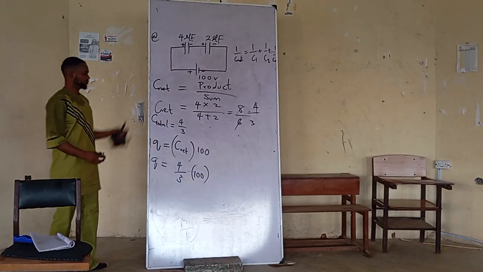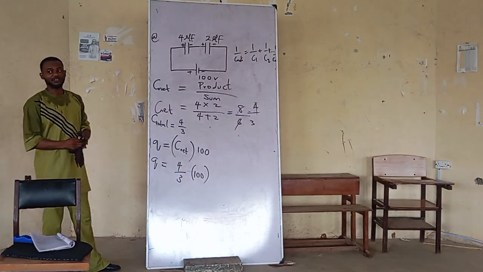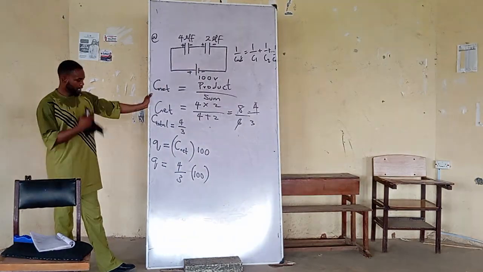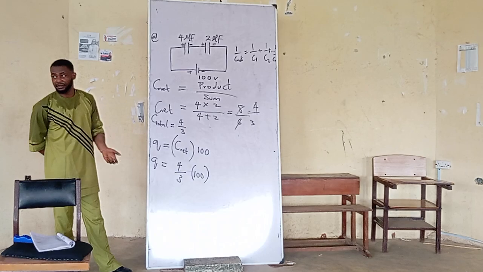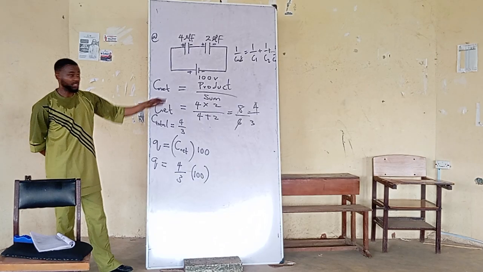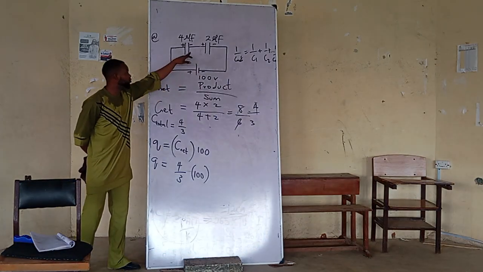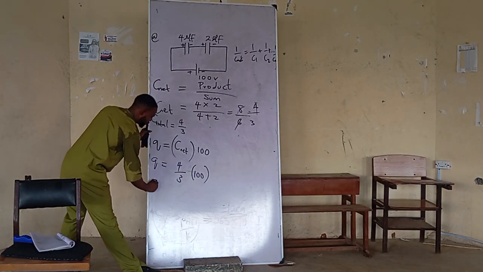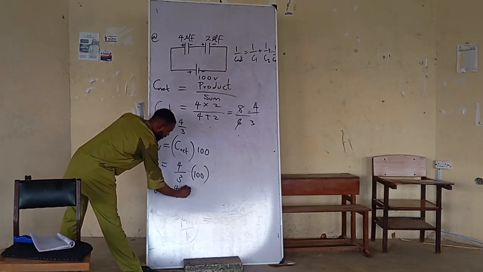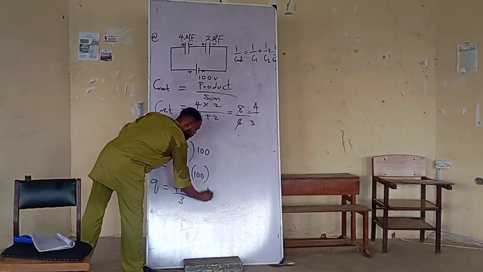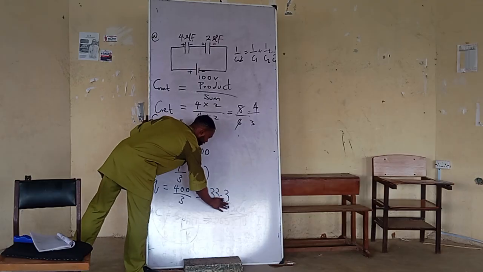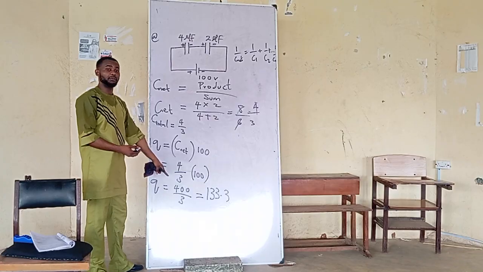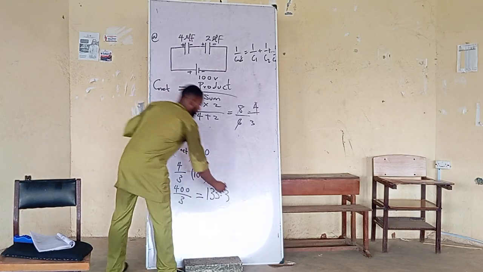If I find the voltage here and the voltage here, I want to find the charge. The charge is the same. You find that charge using the total voltage, but the voltage for each capacitor will be different. So this is equal to 400 over 3, which is equal to 103.3. And because this is microfarad, this will be microcoulomb.